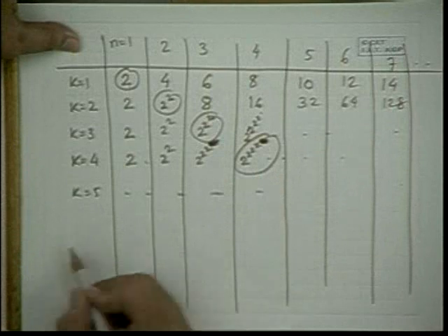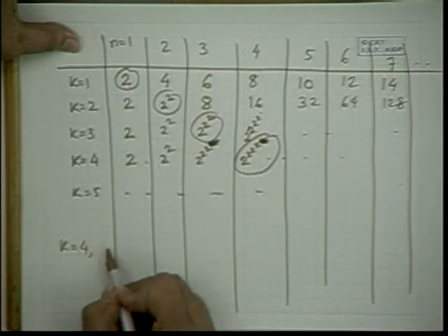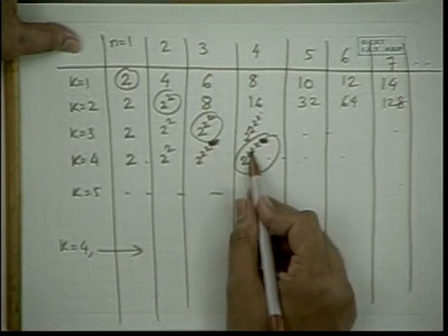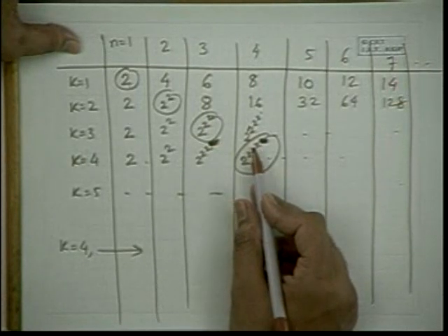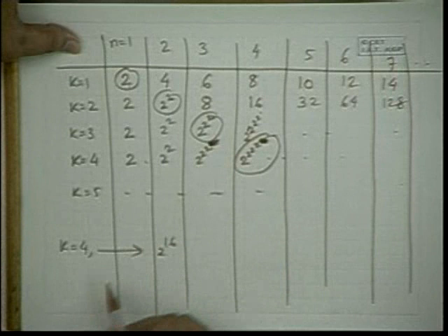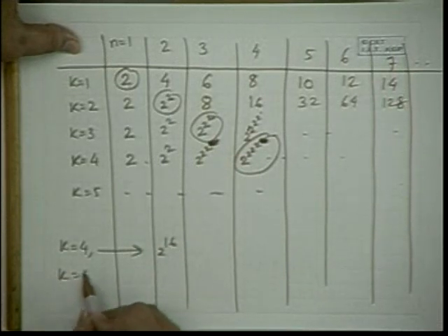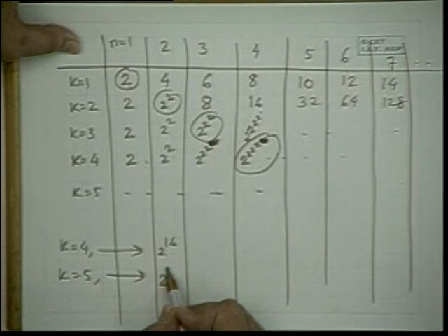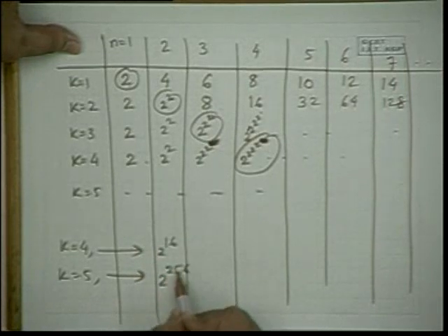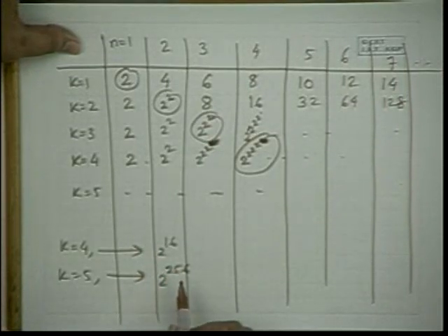So let us see, when k is equal to 4, what is happening? What is this value? This is 2 to the power 2 to the power 2, which is 2 to the power 16. Now what will happen for k is equal to 5? This will go to 2 to the power 256. It is not 32. 2 to the power 256, and that will tell you how it is growing.